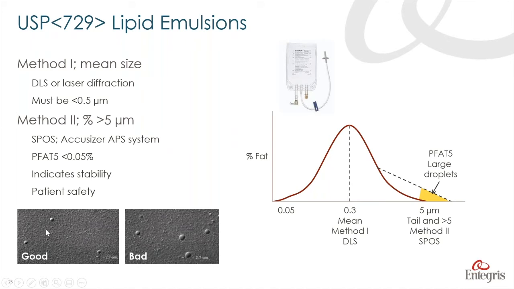The images you see down here on the left are showing a good versus a bad. This is an SEM photograph where we have very few particles greater than up around 5 microns. And then when we see more of these, then we know this emulsion is destabilizing.